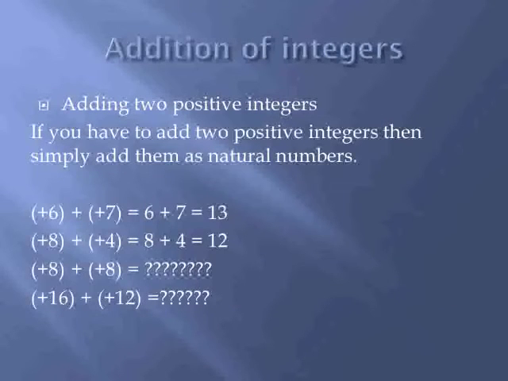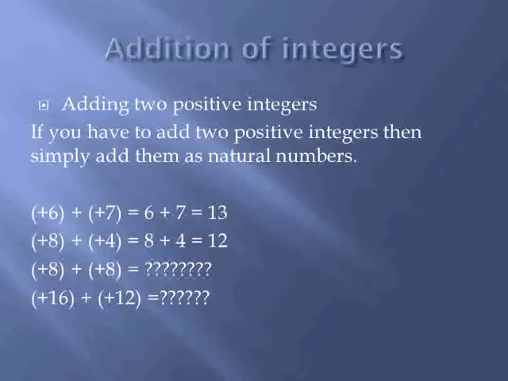Let us talk about the addition of integers. For the addition of integers, first we talk about the addition of two positive integers. If we want to add two positive integers, what do we have to do? If we have two positive integers, simply add them as natural numbers.